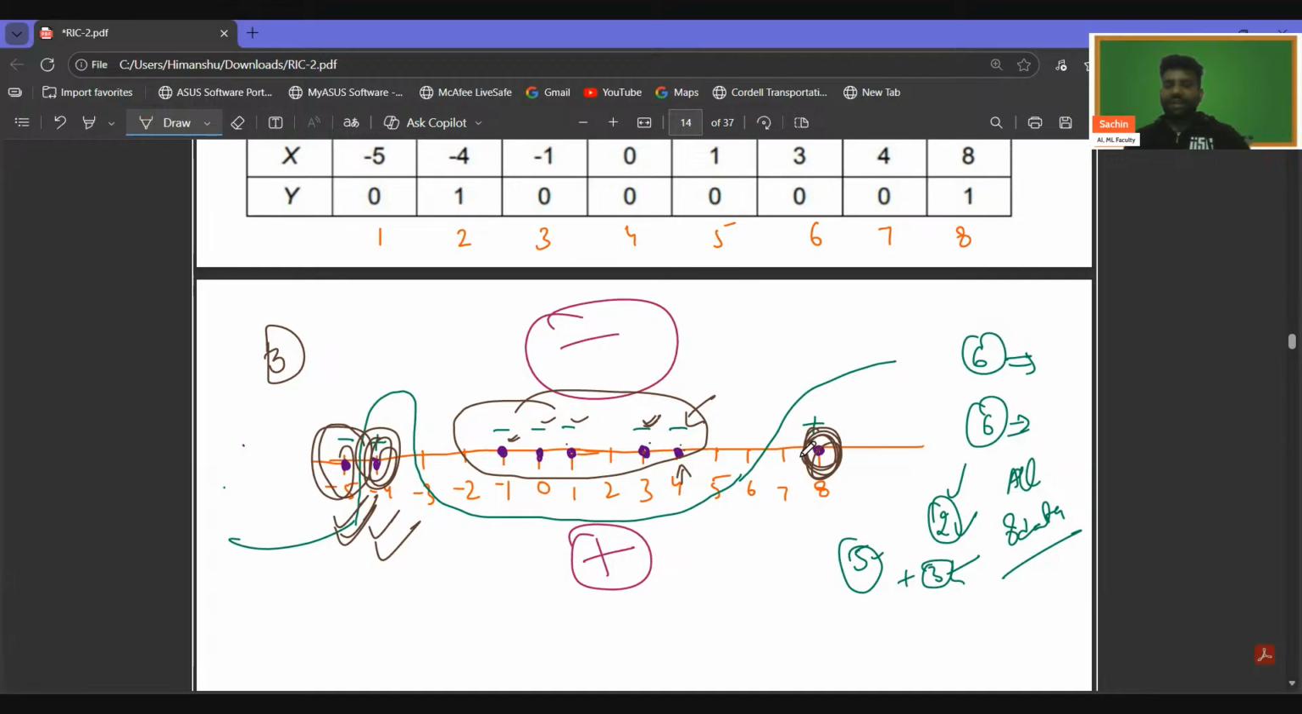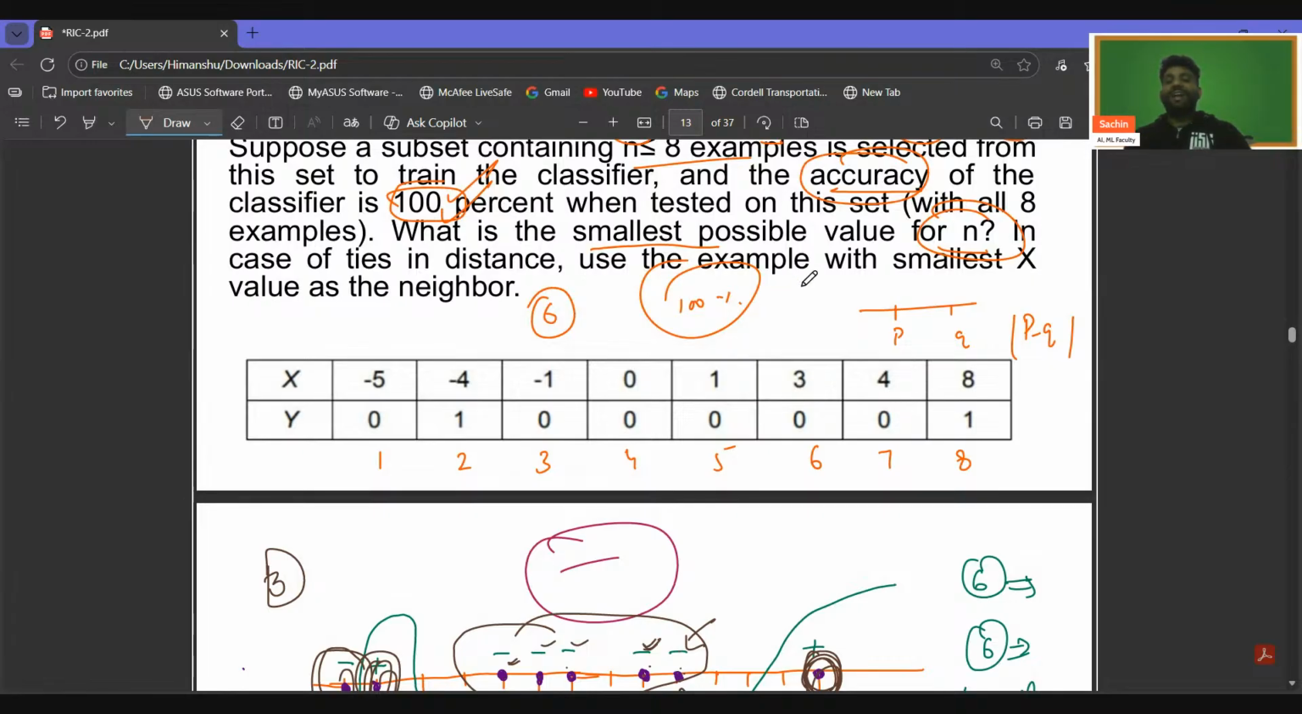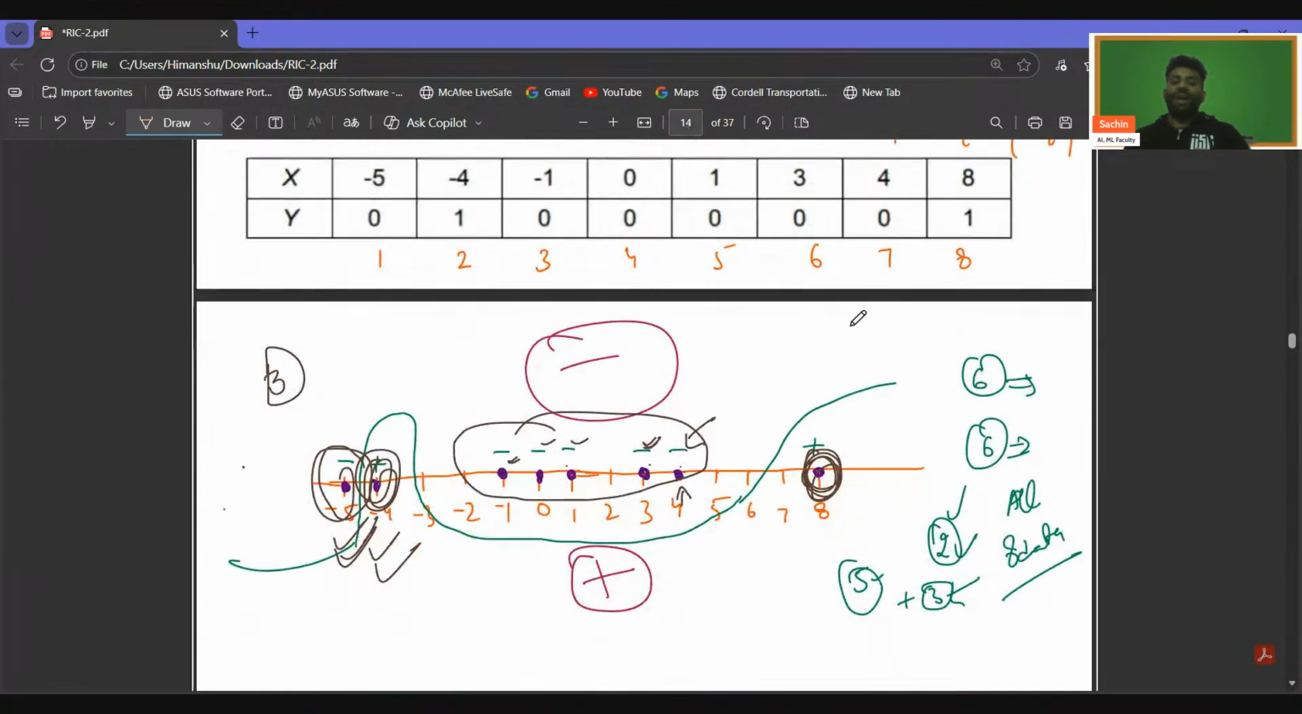We have selected this. So this would also be 4. In that case, we are having a tie. And for the tie, what do we say? Use the example with smallest x value. That means if I'm using 0, what is the smallest value? 0 or 8? It's 0. That means whatever is the class of 0, that would be classified. So that means it seems fine.